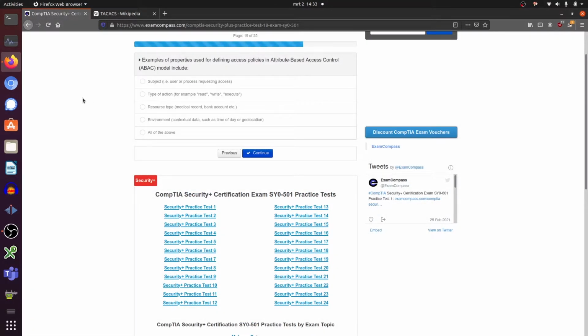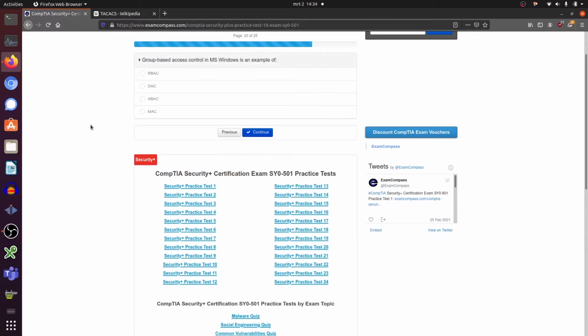Examples of properties used for defining access policies in attribute-based access control, ABAC, include subject, type of action, resource type, environment. All of the above, because they're all attributes, basically. Continue. Group-based access control in Microsoft Windows is an example of group-based. That's this one, RBAC.